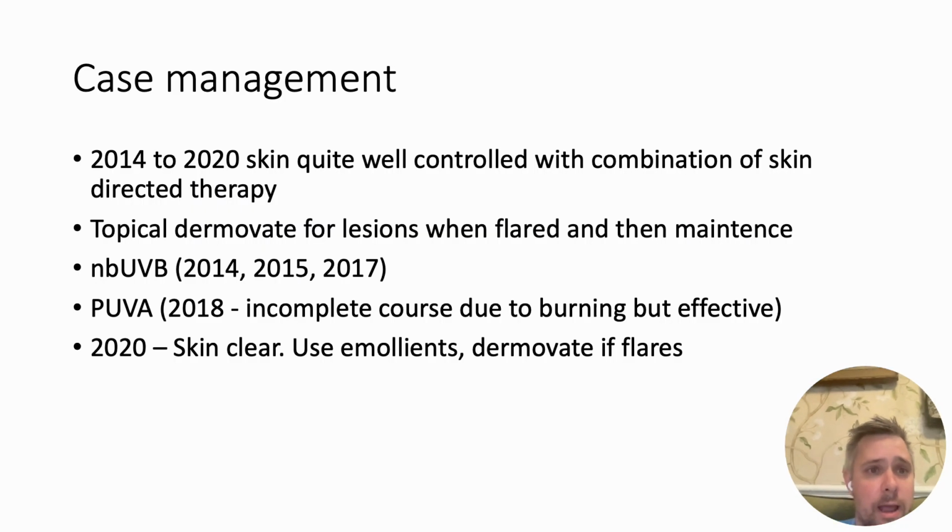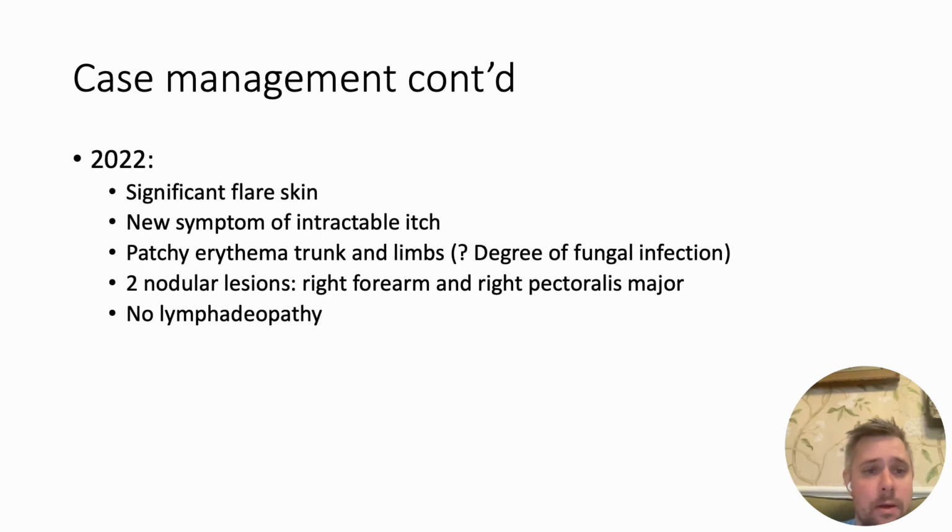So let's just go back to our case now. From 2014 to 2020, our patient was quite well controlled with just a combination of skin-directed therapy. He really just used topical Dermavate when it flared and kept on maintenance. Whenever it flared up or got a bit more progressive, he used narrowband UVB. So we used them in 2014, 15, and 17 with a good response. He did do a course of PUVA, but he had some side effects with that, so it was incomplete. However, when he was seen in 2020, his skin was actually almost clear, and then he would occasionally get patches that would come up, and he'd use emollients and Dermavate for flares.